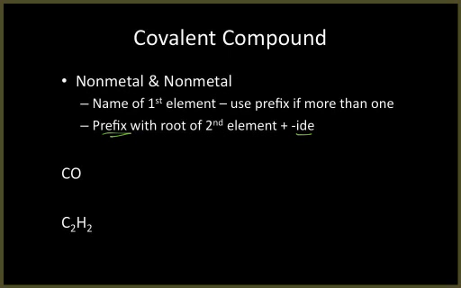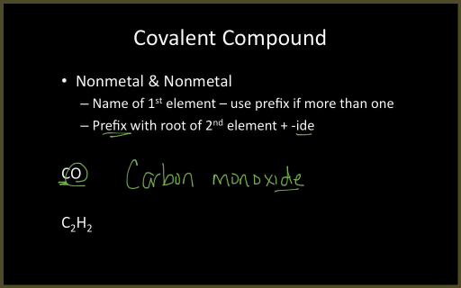Okay, so our first example here is CO. My first element, there's only one of them, so I don't need a prefix. So carbon. Second element always gets a prefix, so there's one, so it's mono. And we're going to drop the double O's there. So instead of monooxide, we're just going to call it monoxide. And then it ends in IDE, just like our other compounds did.